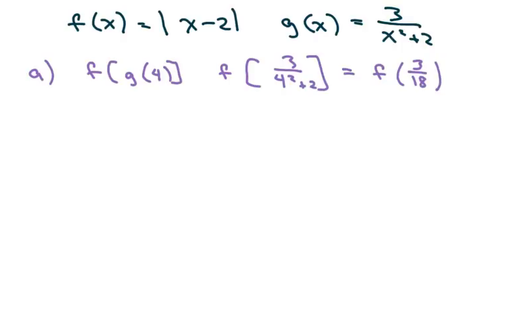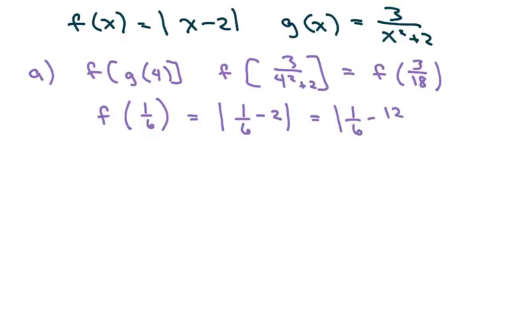And you plug it in. Here you're going to f of, I'm going to reduce that as 1/6. So that's going to be absolute value of 1/6 minus 2, which is the same as saying 1/6 minus 12 over 6, which equals absolute value of negative 11 over 6. Absolute value of negative 11 over 6 is just equal to 11 over 6.